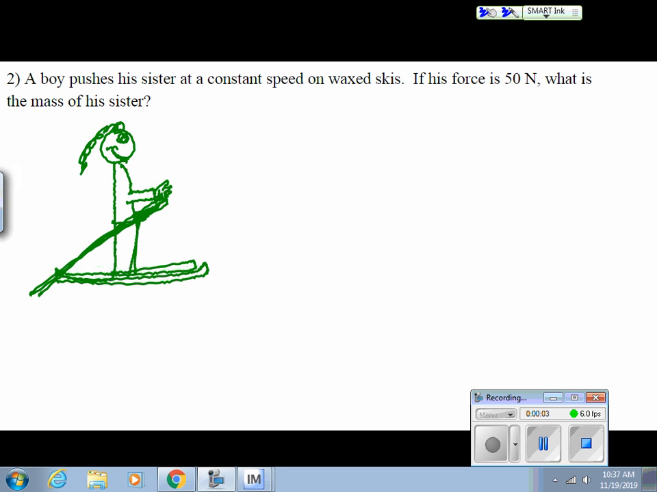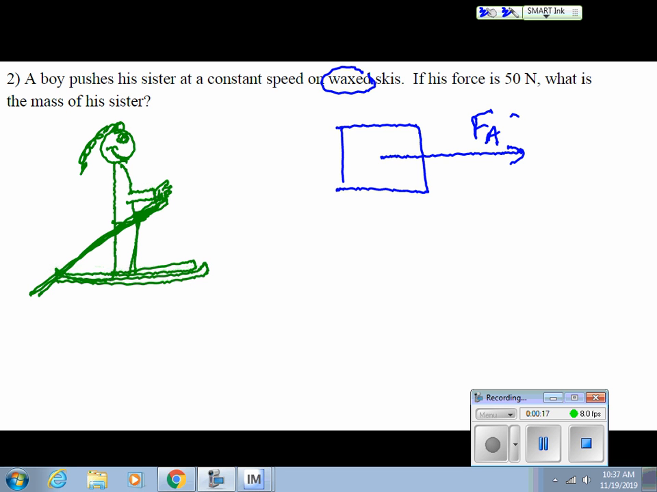Okay, here is a boy pushing his sister at a constant speed on wax skis. These are really important so you can find out the mu. You have your sister being pushed with an applied force of 50 newtons. Bam. You have the friction force, which is equal and opposite.